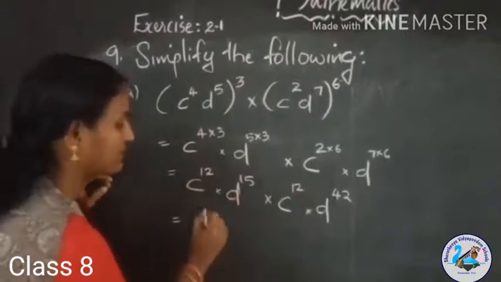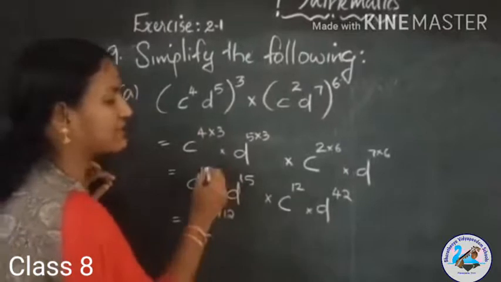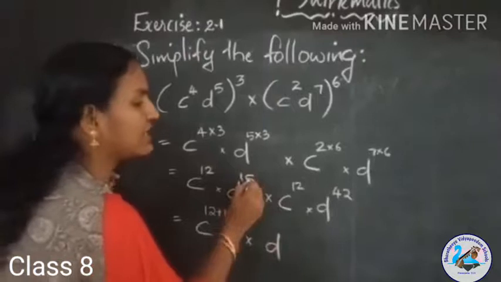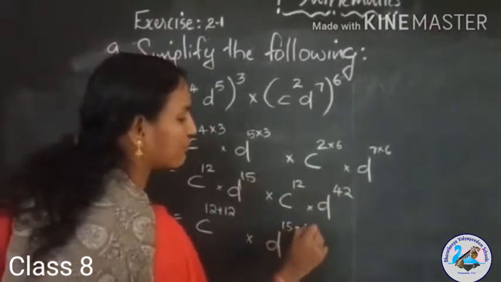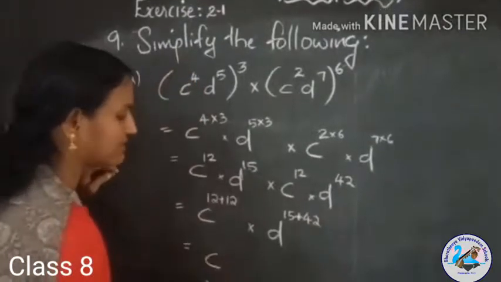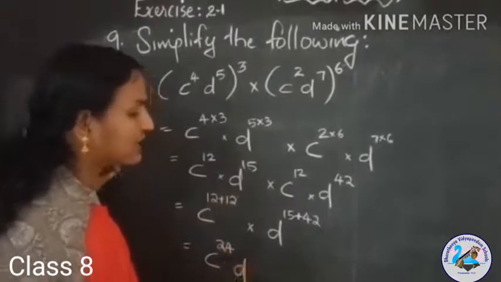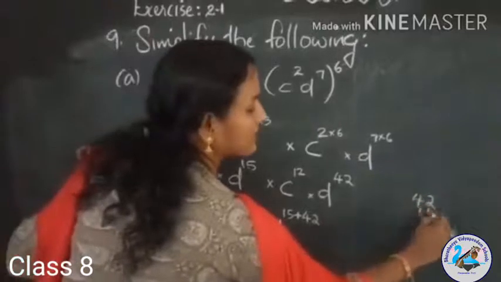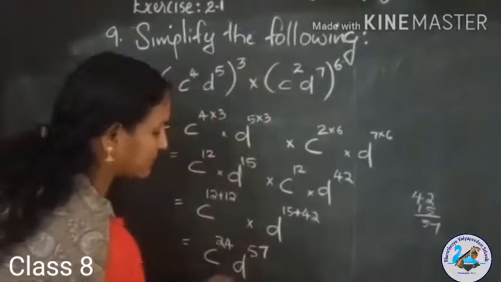Again c raised to 12 into c raised to 12. So c raised to 12 plus 12, a raised to m into a raised to n is a raised to m plus n, into d raised to 15, d raised to 42. So adding the powers, c raised to 12 plus 12, 24, c raised to 24 into d raised to 42 plus 15, 57, d raised to 57.